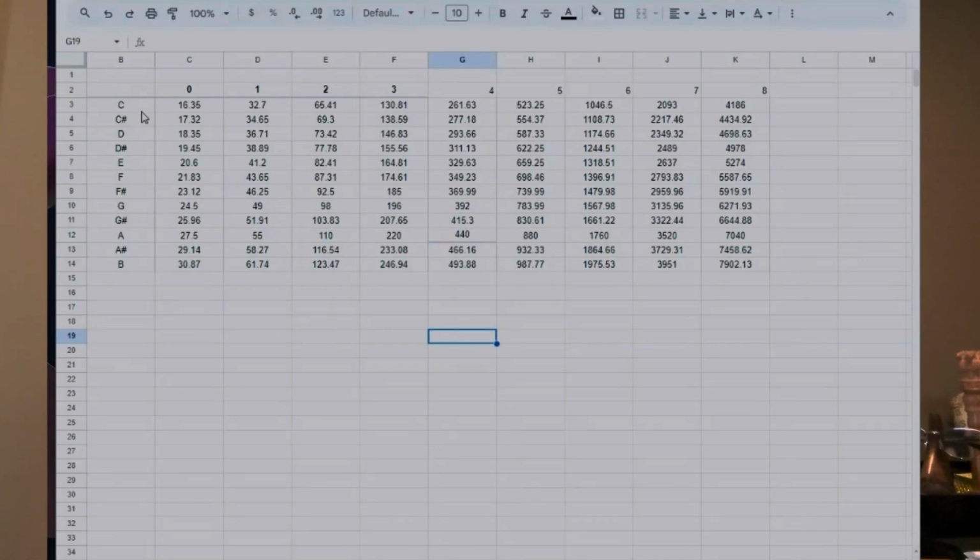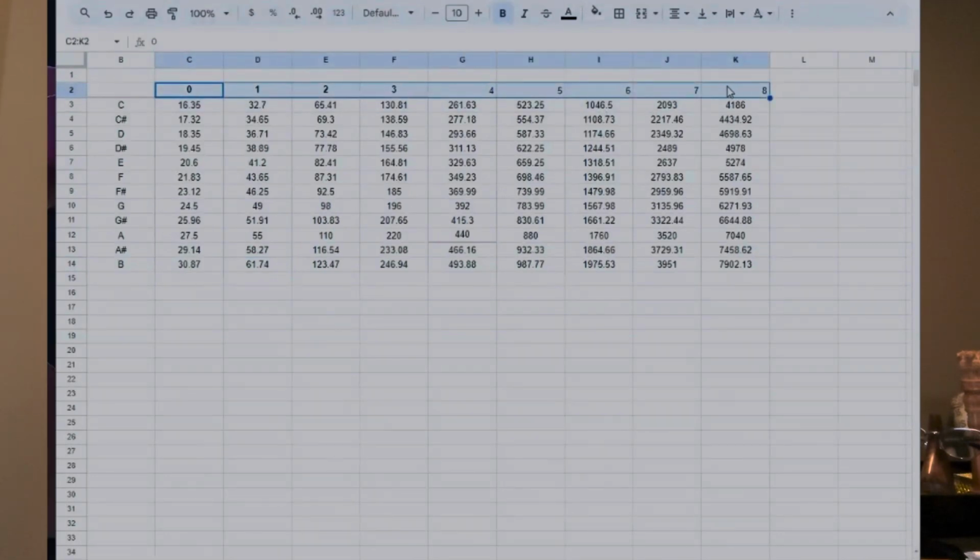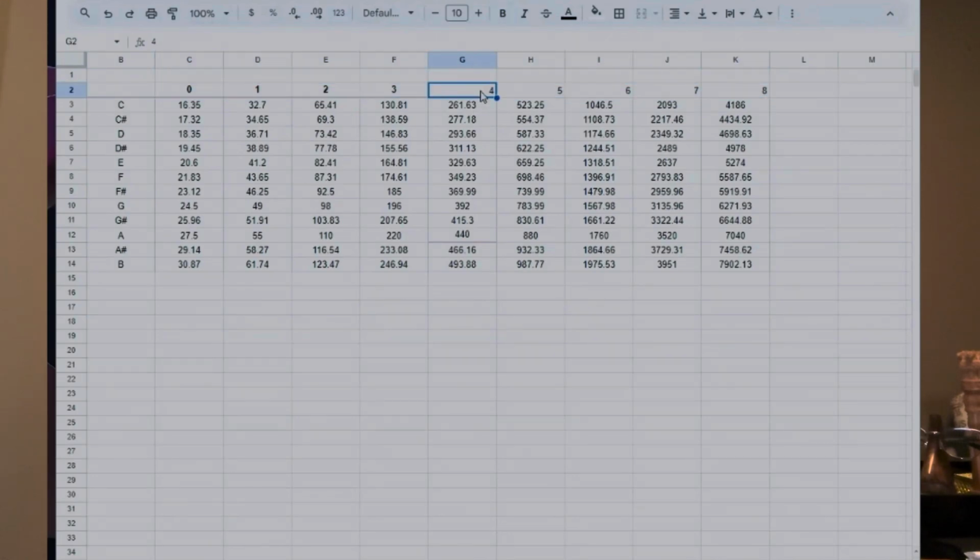So I have the notes from C to B, the 12 notes, and I have 1 to 8, which is a total of 9 octaves, and our middle octave is here. So this is our middle C. So the frequency of our middle C is 261.63 hertz, and our standard A is 440 hertz.